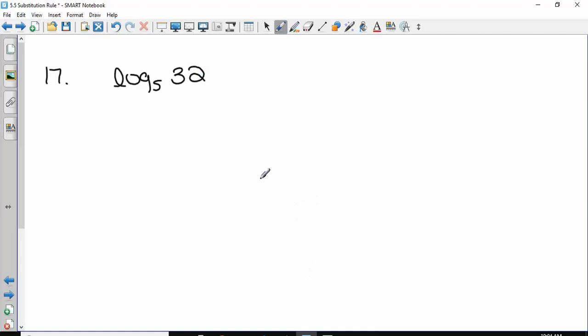Okay? When I ask you to use the change of base, it is log of the argument, or log of the big number, divided by log of the small number. So this is what you have to write down. Then you plug that in your calculator to get your final answer.